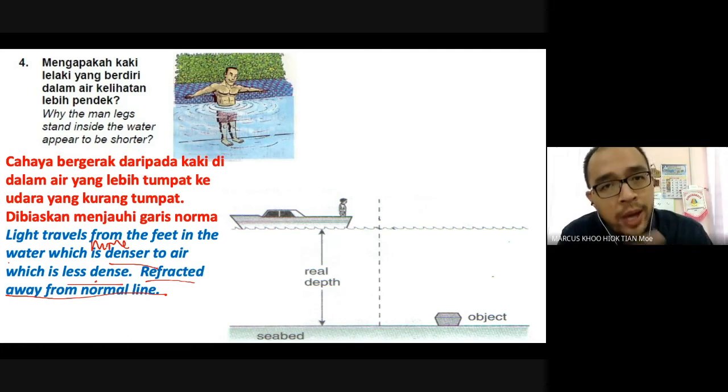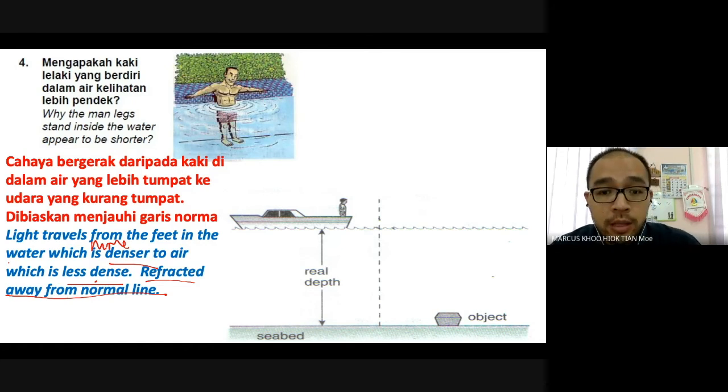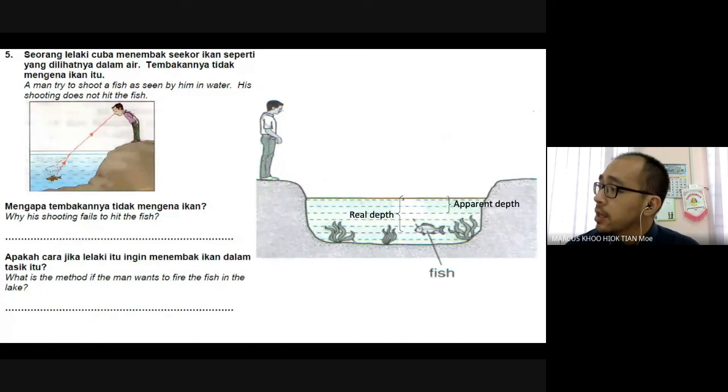Go from water to air, the light refracts away from the normal line, and that's why the man's legs look shorter to us. Okay, because it is refracted away from the normal line. So there are two questions there. The first is, a man tries to shoot a fish as seen by him in the water. Okay, but his shooting does not hit the fish. He sees the fish over here actually. Okay, but he shoots here. But actually it does not hit. So why does his shooting fail to hit the fish?